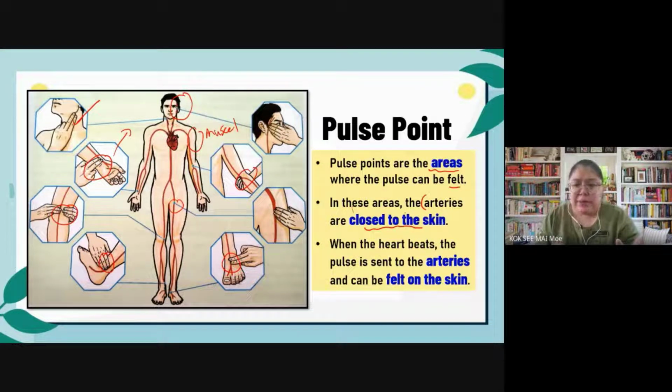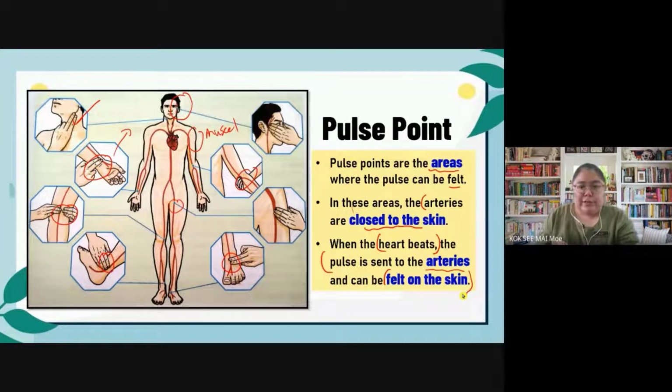When your heart beats, the pulse is sent to the artery. When your heart beats, it goes up and down, right? They send it to the artery. So when the artery moves, you can feel it on the skin. So this is a pulse point. Which part can we get the pulse rate? Some parts have thicker muscle. That one surely cannot get it. You cannot feel it.